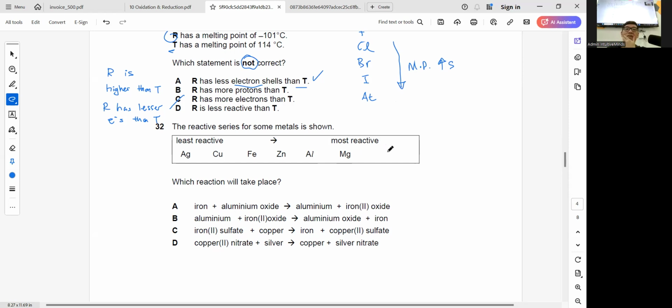What's the answer for 32? I put B. Let's see if B is correct. Aluminium displacing iron. That's possible. B is correct. You need a more reactive metal displacing the less reactive one.